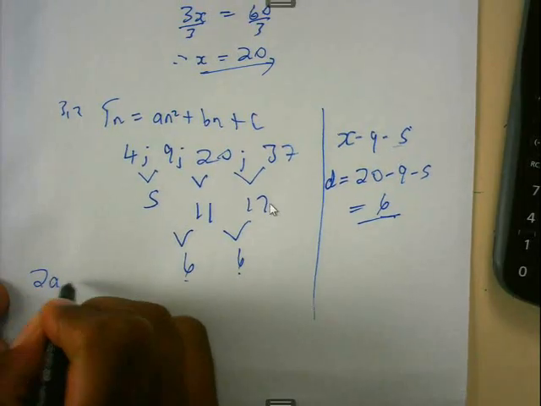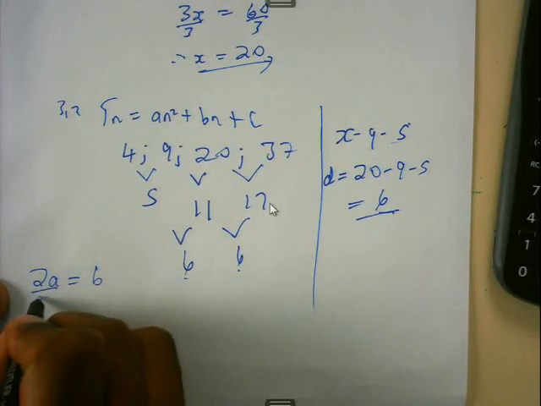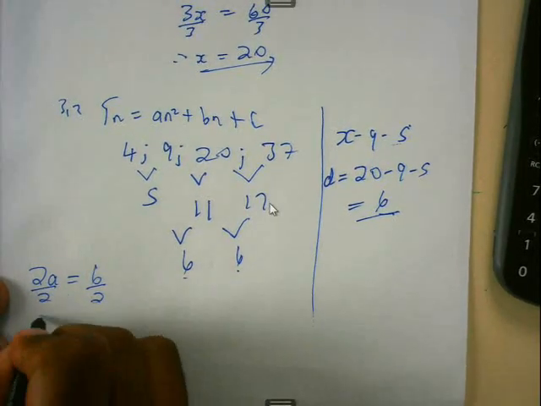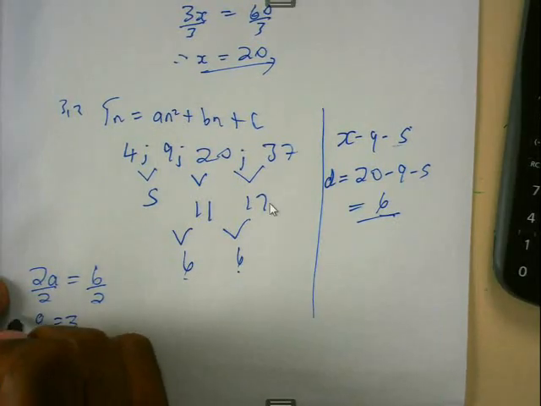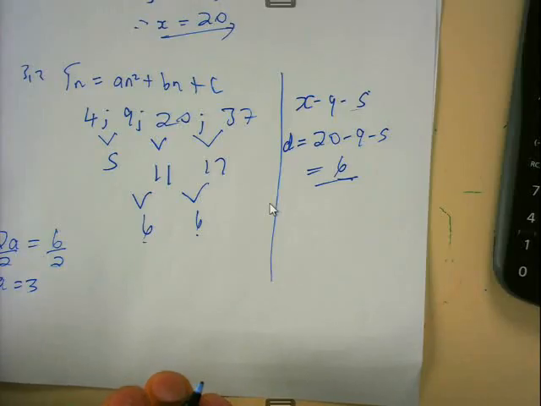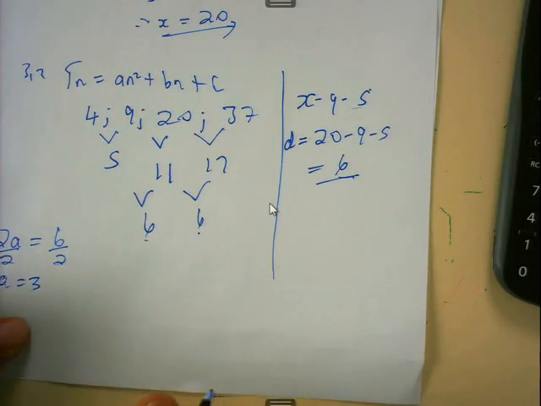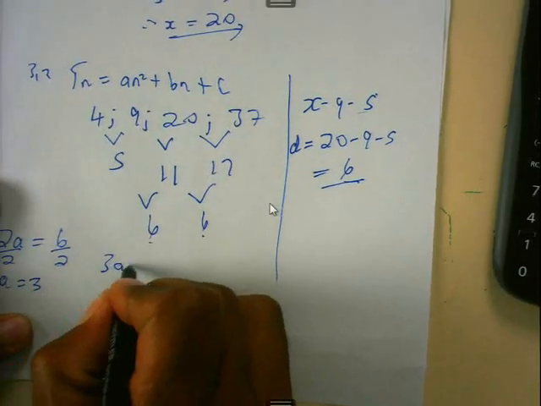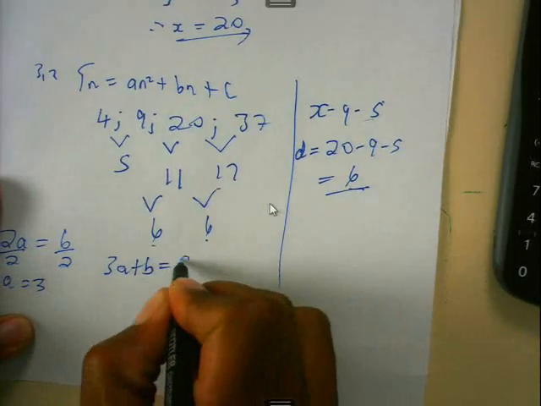Of course, you have 2a equals 6. You divide by 2 there, divide by 2 there. Therefore, a equals what? a equals 3. And from here, we move now to the next one, to say 3a plus b is equal to 5.